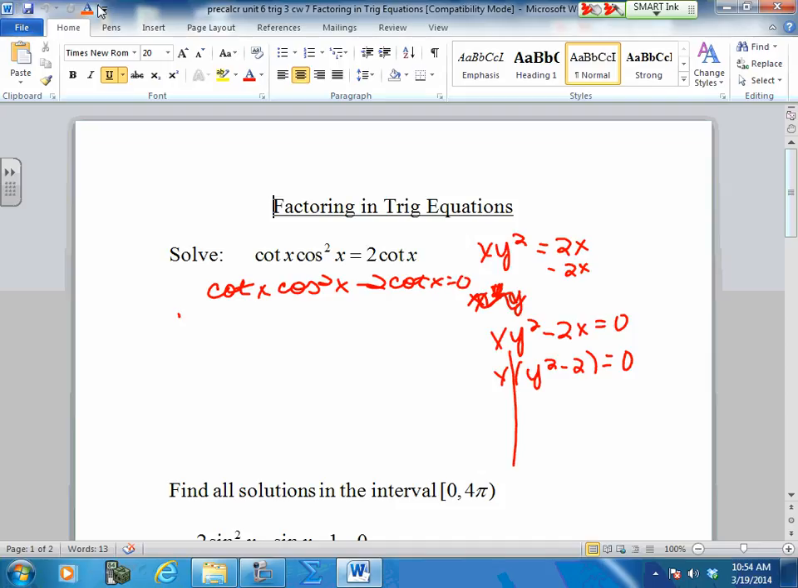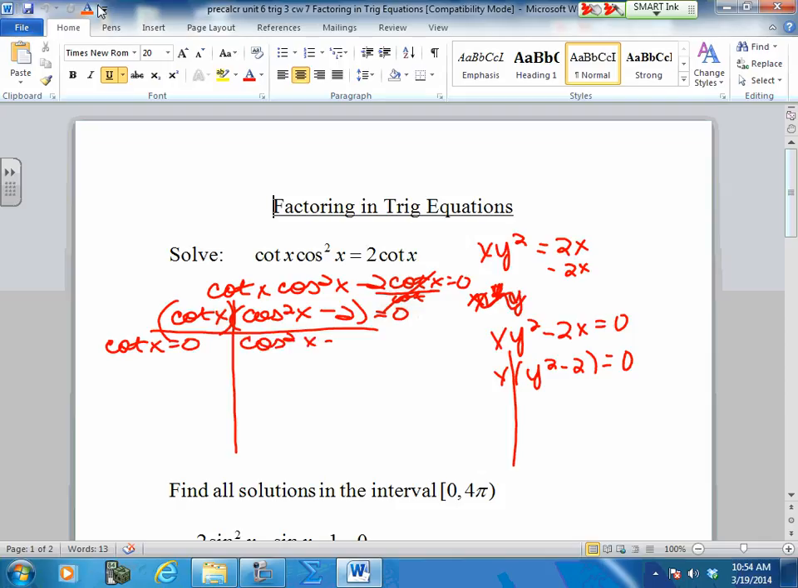So we're going to take out a cotangent, factor out a cotangent, and what's going to be left? Cosine squared minus, if I take a cotangent out of here, two. Now, these are both factors. They're different. That's okay, because they're separate factors. Set your factors, make your tree, make your factors equal to 0. Cotangent x equals 0. Cosine squared x minus 2 equals 0.